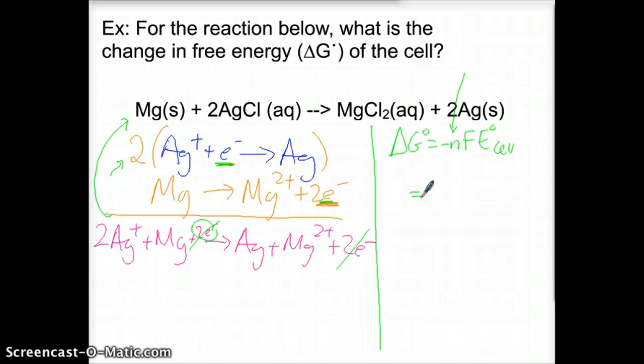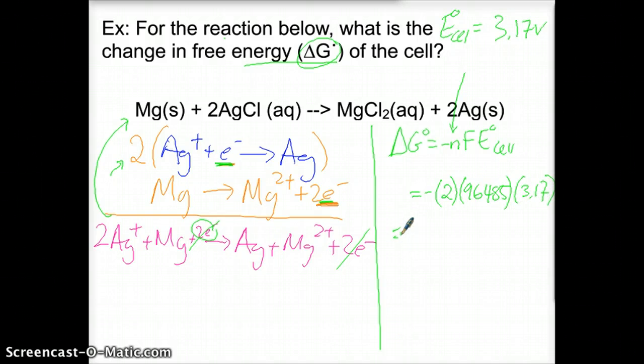Why am I doing this? Well, the question is asking for the reaction below. What is the change in free energy? Delta G is what it's asking for of the cell. Remember, we already calculated E naught. If you hadn't, you would need to, but we already calculated it at 3.17 volts. So I'm just going to plug in my numbers. Negative 2 times 96,485 times 3.17.